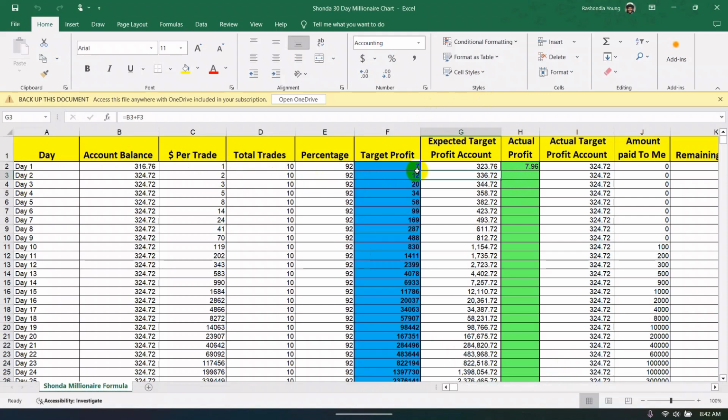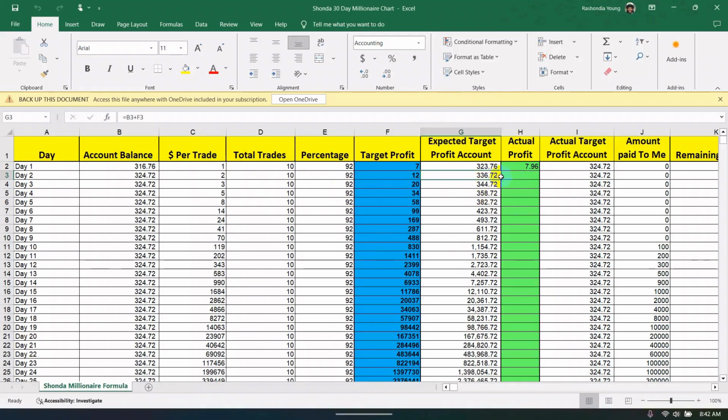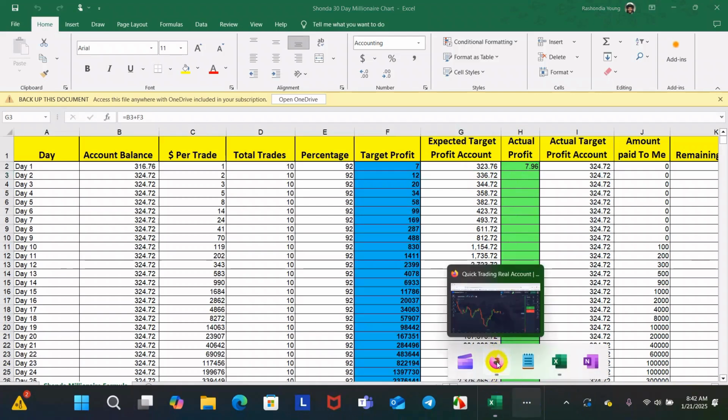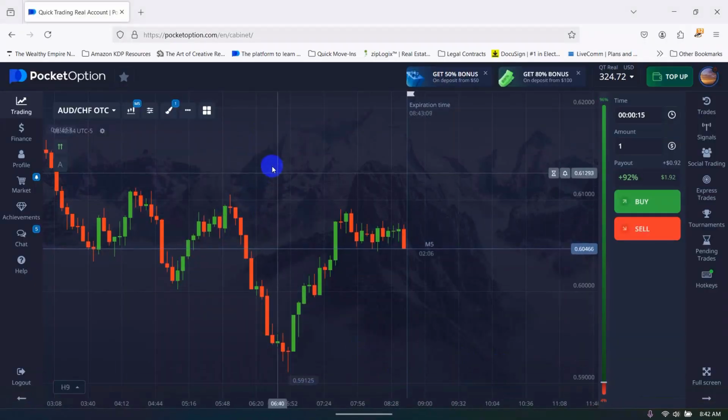Okay. So the target for day 2 is $12. So we're looking to do at least $337, just kind of rounding that last cents up. So let's see what we are working with today. All right.